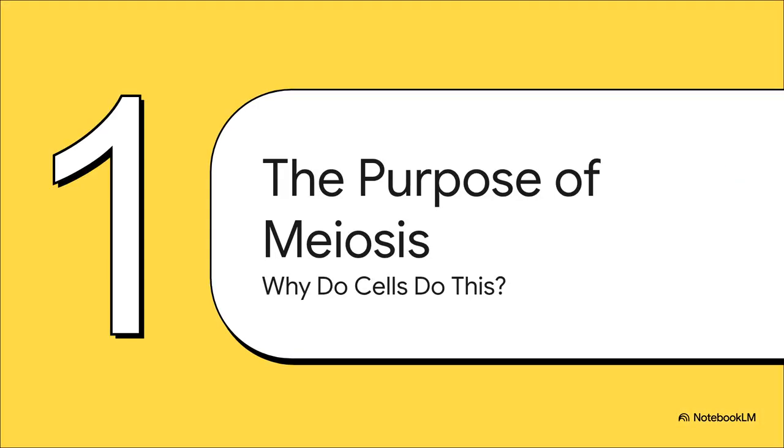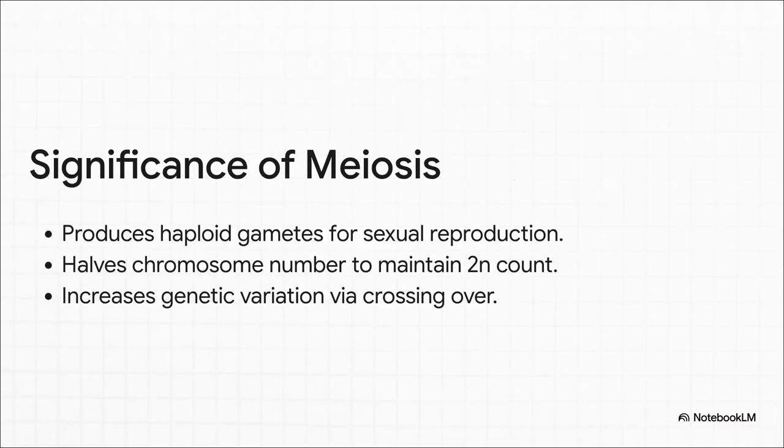All right, section 1, the purpose of meiosis. Why do cells do this? Before we get into the heavy microscopic details, we have to talk about the big why. Look, meiosis is fundamentally the engine of survival and diversity. Its main job is to produce haploid gametes, so your sperm and ovum.